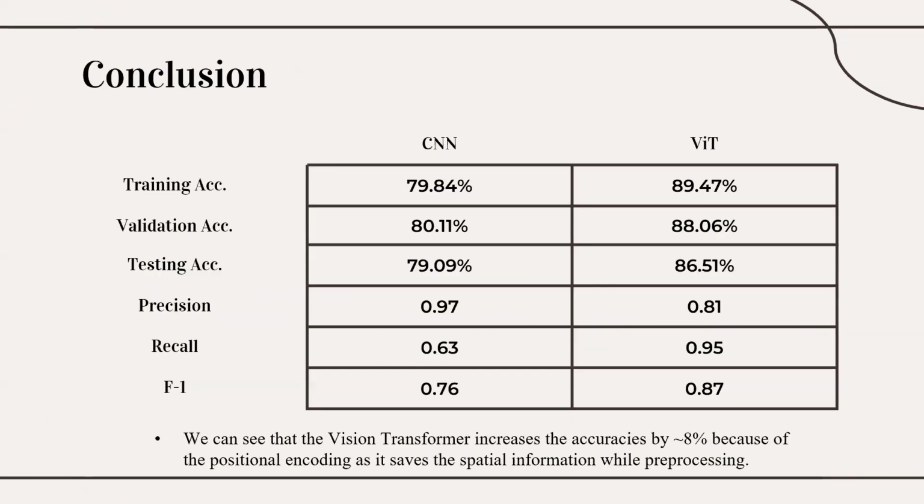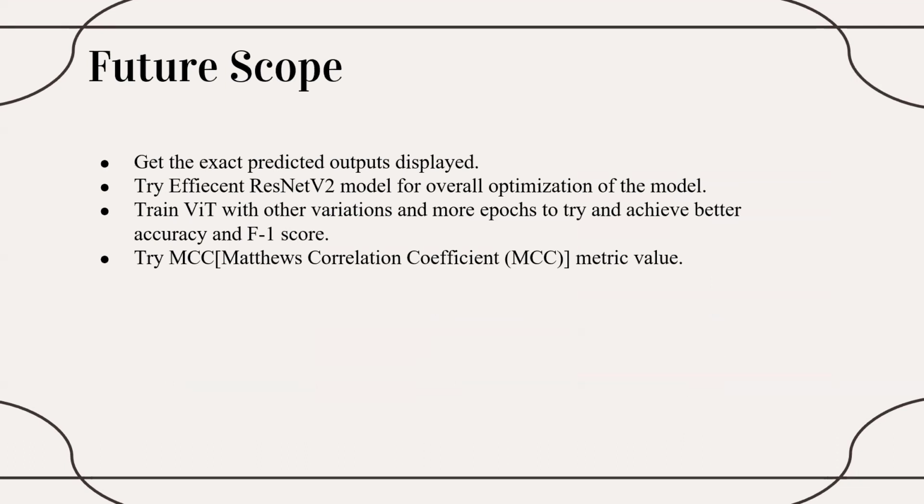To conclude, we compare the CNN and the ViT, and as you can see, the ViT performs approximately 8% better for accuracy because of the positional encoding, as it saves the spatial information while pre-processing. For the future scope, we have the EfficientNet V2 model to be performed for the overall optimization, and we can better the ViT as well for the accuracy and F1 score. We are also going to try MCC, Matthews correlation coefficient metric value, which is great for binary classification.